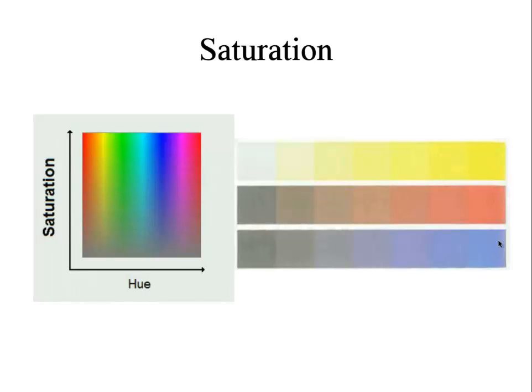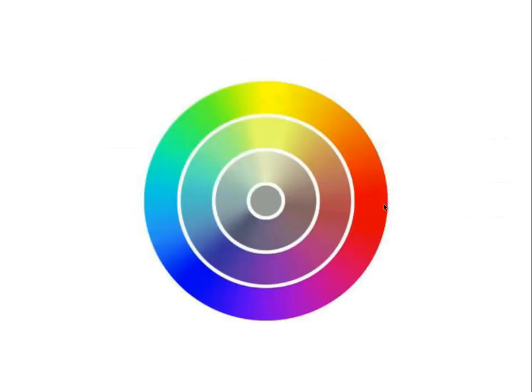This color has the same value as this gray. So saturation is the purity of the color. So if you say the color is saturated blue, that means that the purity of the color is really high towards blue. And here we have our color wheel, and as we go inside this color wheel here, the colors start to get neutral and neutral until it turns gray.